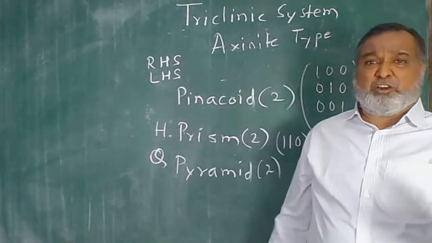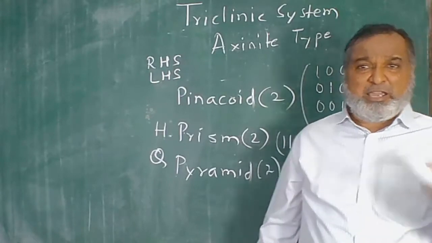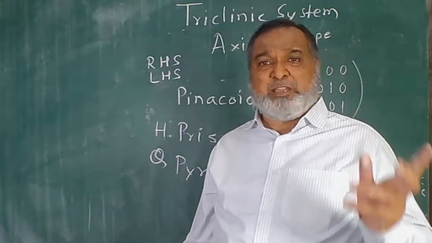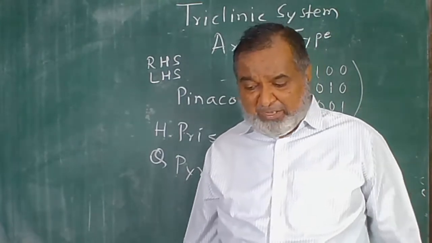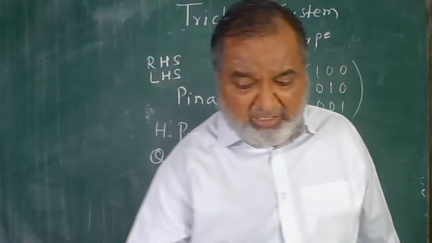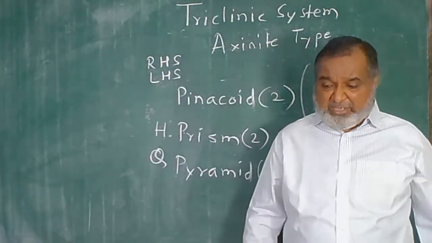So it consists of two similar inclined faces. The index face is going to cut your A axis, B axis, C axis, so indices will be 1, 1, 1. So this is what we have: the various forms which are present in the system, the triclinic, and the type is axinite.